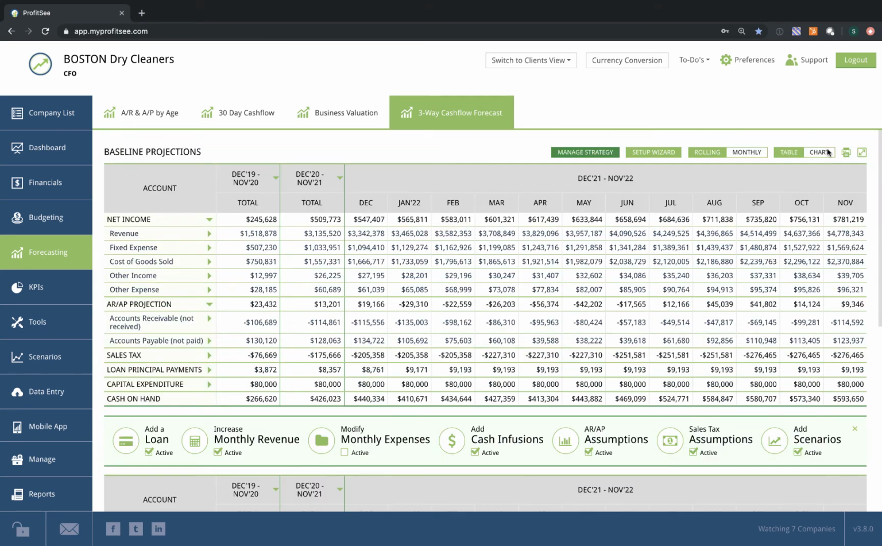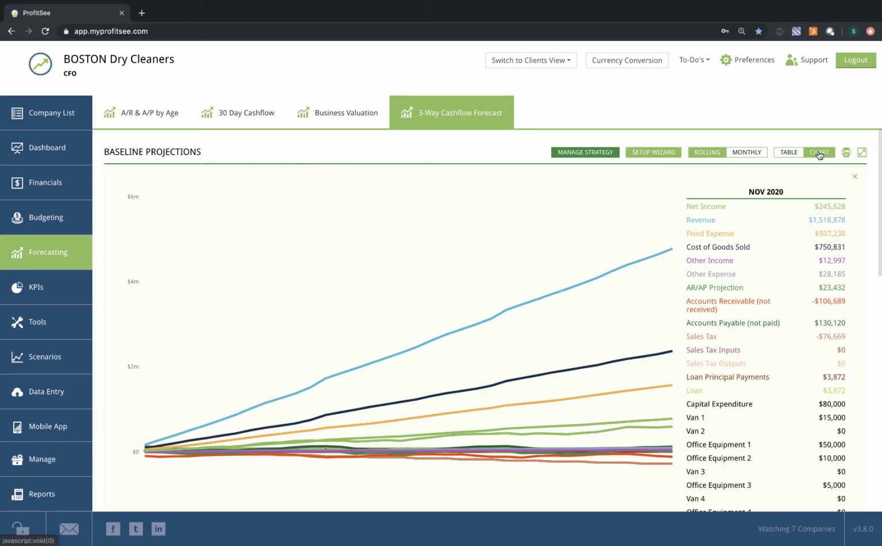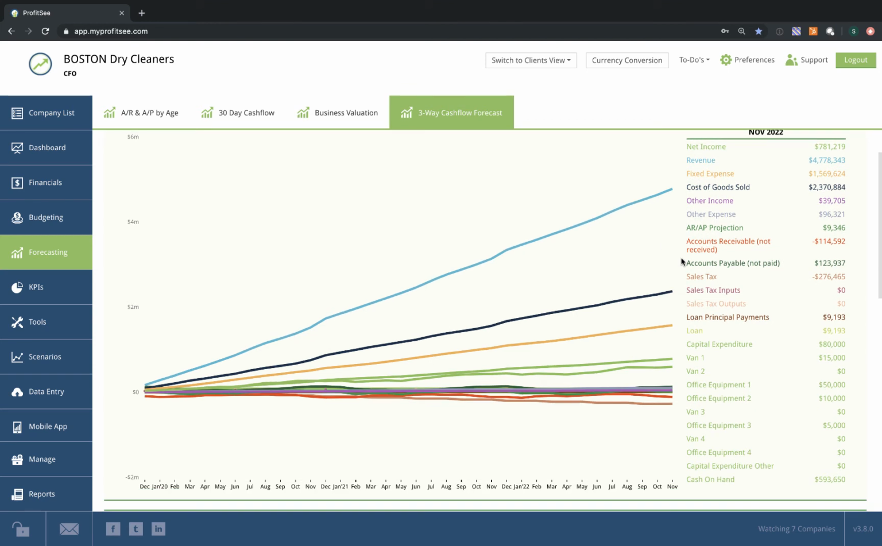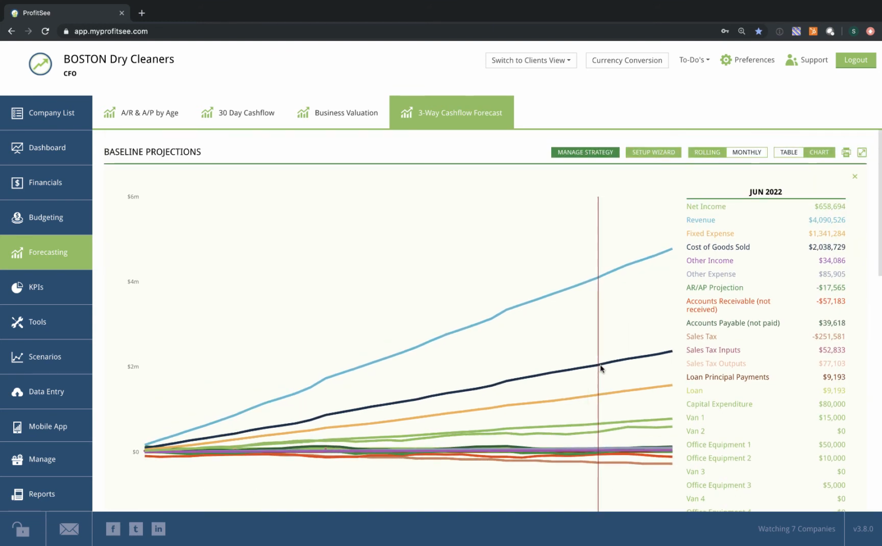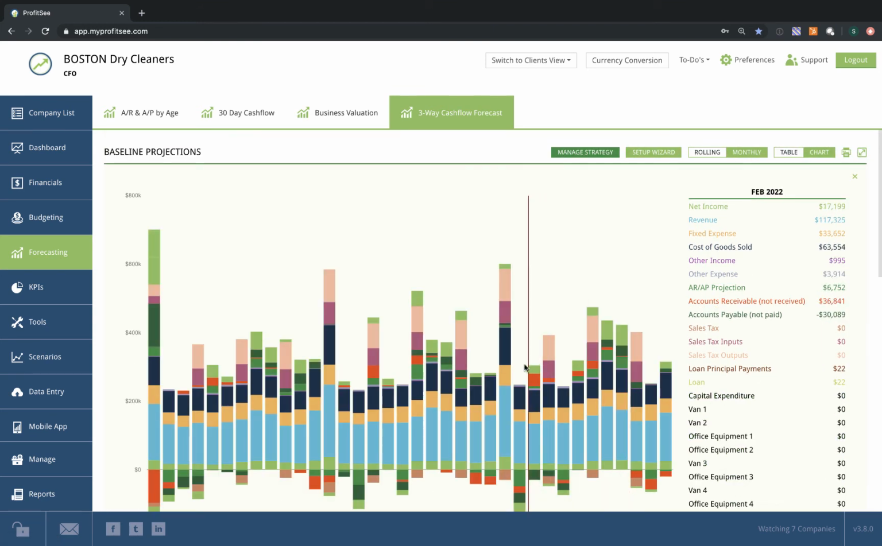With ProfitSee's three-way cash flow forecast, you can now answer these questions. This is a powerful tool for you to be able to project forward and work with your business clients to put strategies in place that ensure the future success of their business. That's all there is to it.